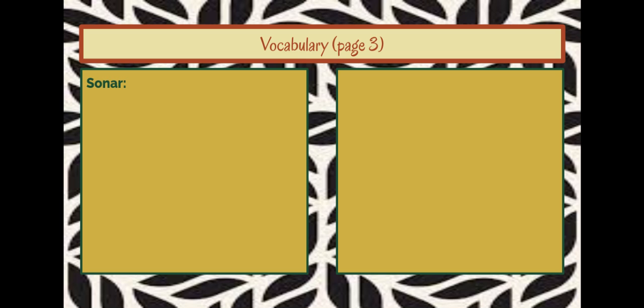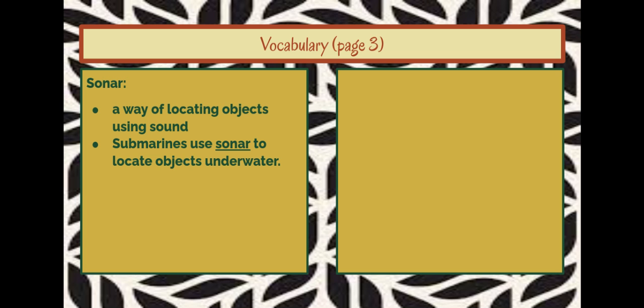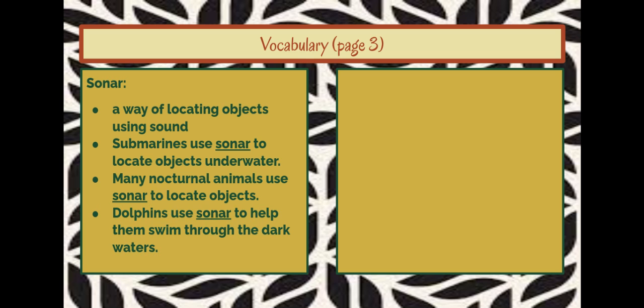Let's read the next word together, sonar. Sonar is a way of locating objects using sound. What is a way of locating objects using sound? Submarines use sonar to locate objects underwater. Many nocturnal animals use sonar to locate objects. Dolphins use sonar to help them swim through dark waters. They send out sounds and listen for the sounds to bounce off of something.